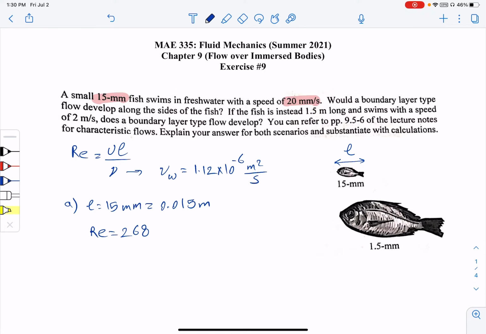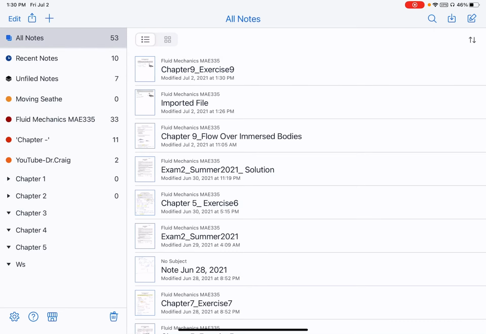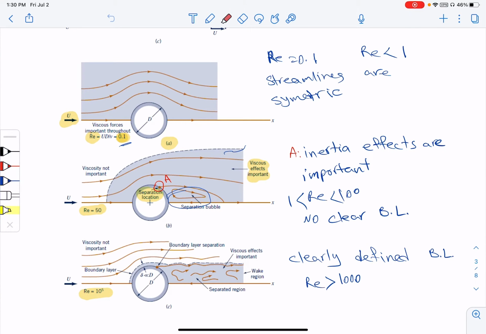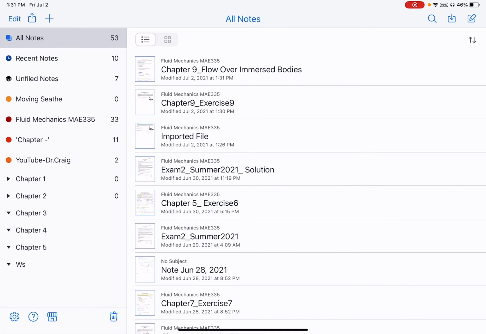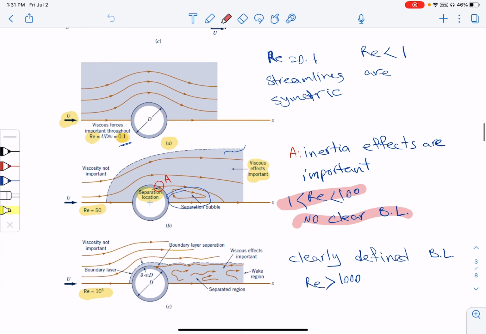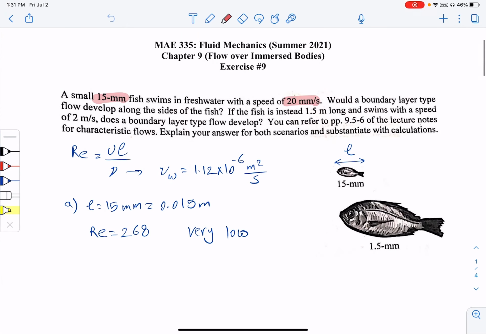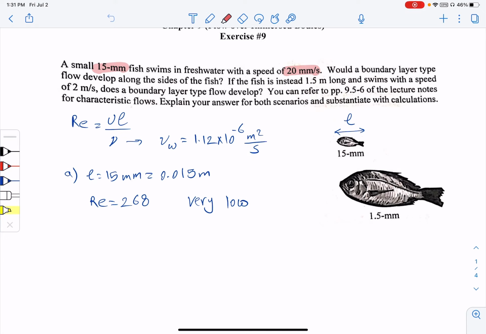We know that 268 is very low, and in chapter 9, as I told you, if the Reynolds number is between 1 to 100, or let's say less than 1,000, we don't have any clear boundary layer. This is 268, the Reynolds number, so we can say that it's less than 1,000. So we don't have any boundary layer forming.